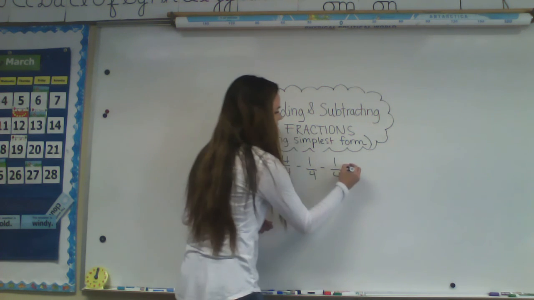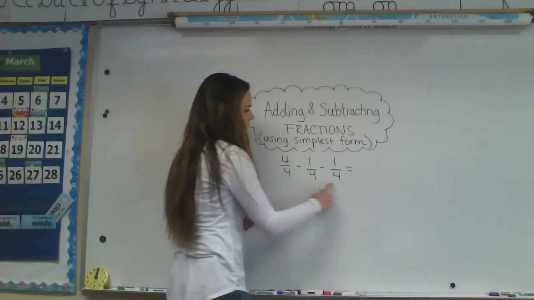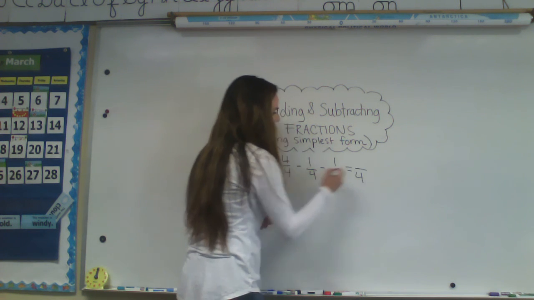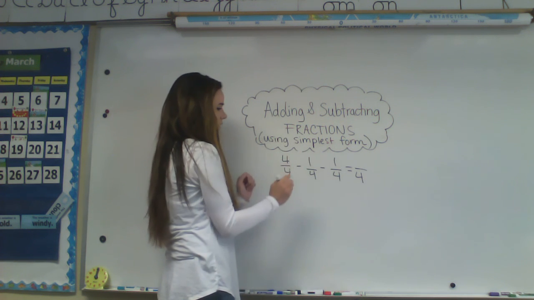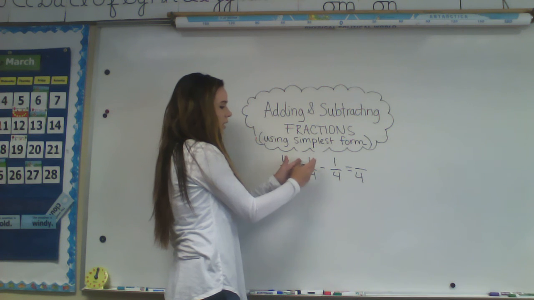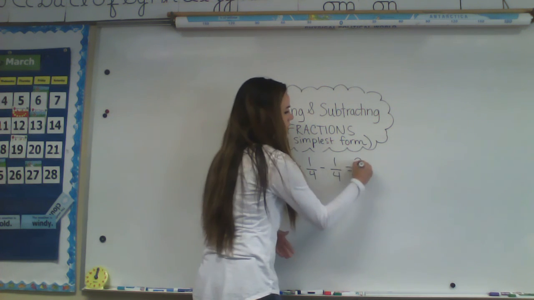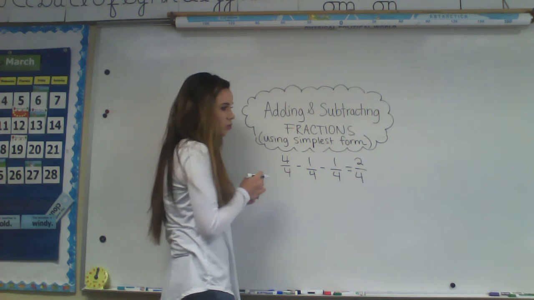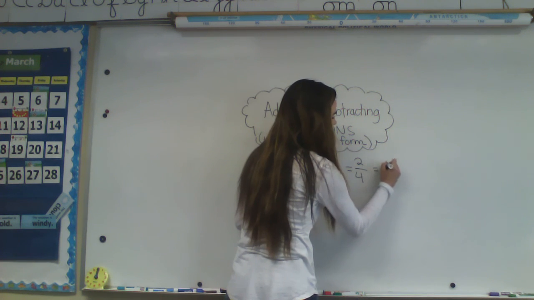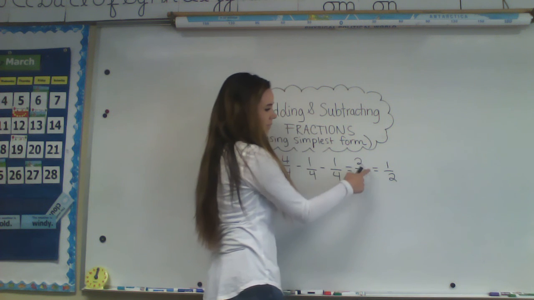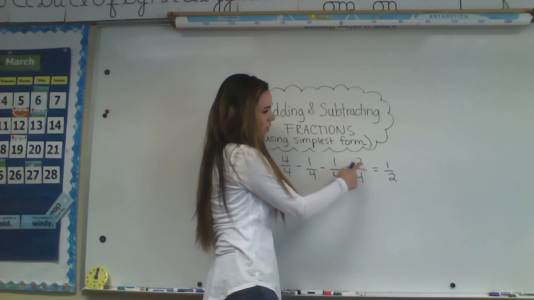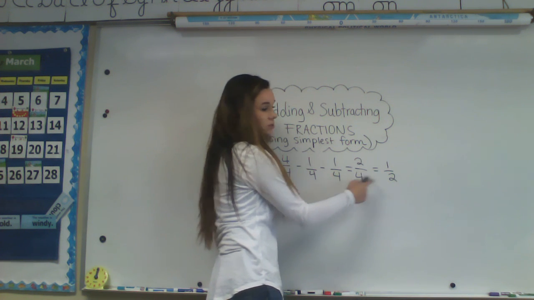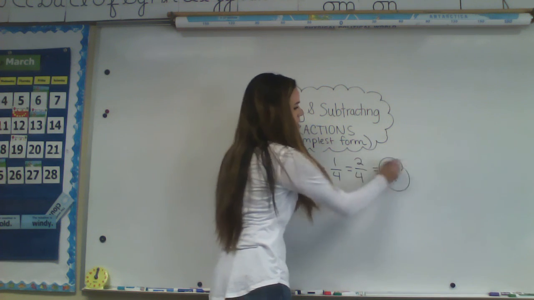So now we're going to subtract. We're going to keep our denominator, and we're going to subtract along with the numerator. 4 minus 1 is 3. 3 minus 1 is 2, giving us 2/4, which we can simplify. 2/4 equals 1/2. We've shown you that before because our magic number is 2. 2 goes into 2 once, and 2 goes into 4 twice, giving us 1/2.